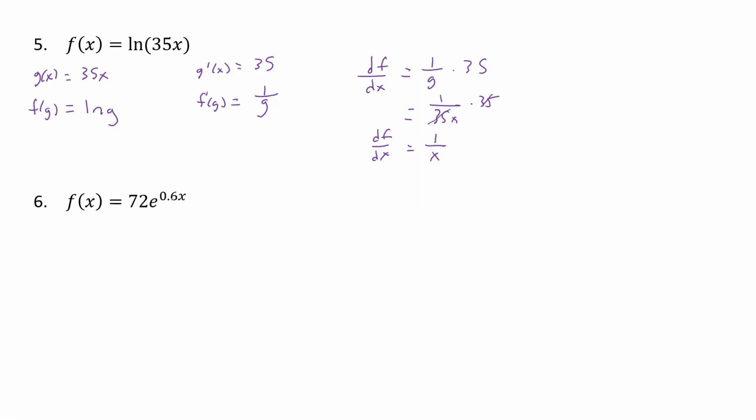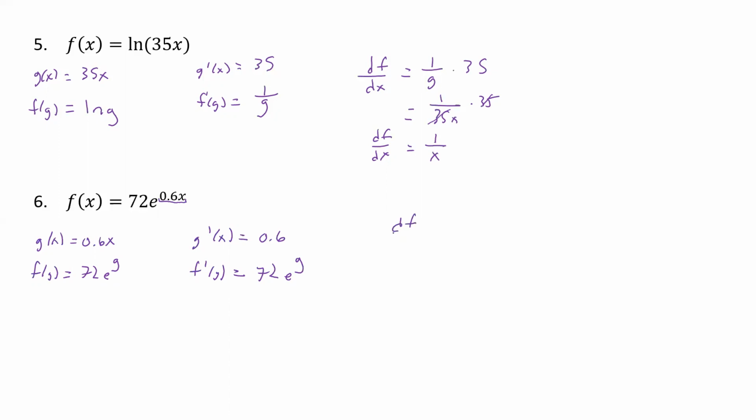Okay, well, remember when we have e functions, this whole thing is what we're going to call our inside function. So we'll have g(x) is equal to 0.6x, and f(g) is equal to 72e^g. All right, well, we continue on as we've been doing. g' is going to be what? Well, that's just going to be 0.6. The derivative of that's just going to be 72e^g, because now that we're in e^g form, its derivative is just itself times 72.